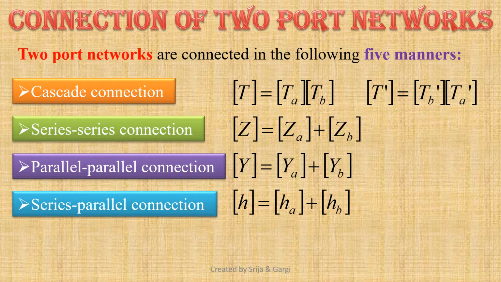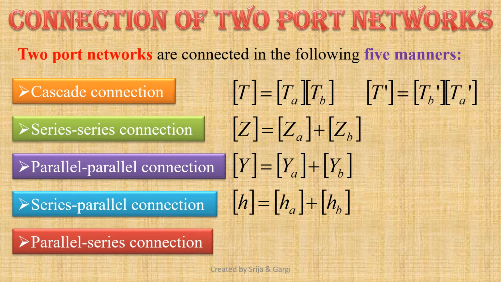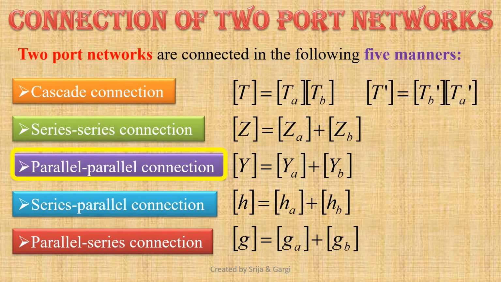When input ports are connected in parallel and output ports are connected in series, we call it a parallel series connection. The overall inverse hybrid parameter matrix of parallel series connected two-port networks is the sum of the inverse hybrid parameter matrices of each individual two-port network connected in parallel series fashion. Today we shall talk about parallel connection.